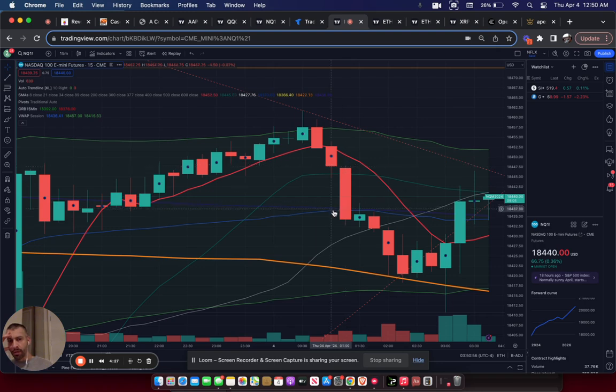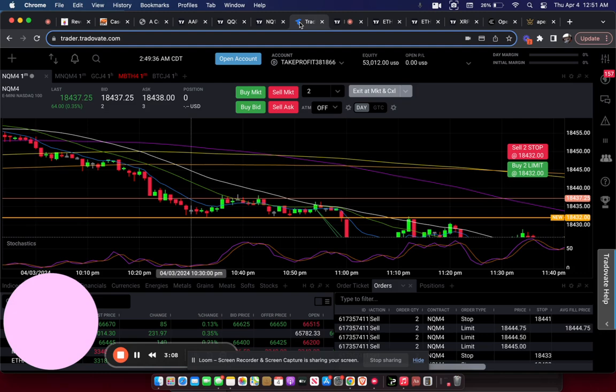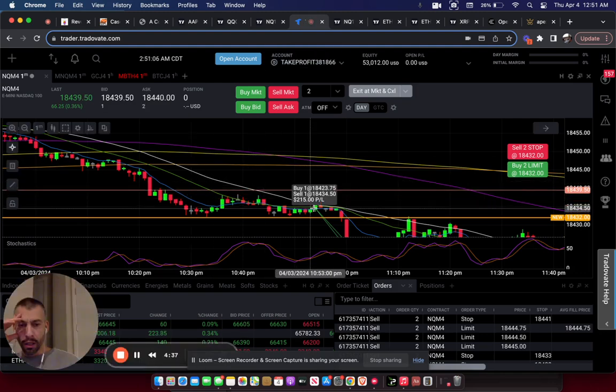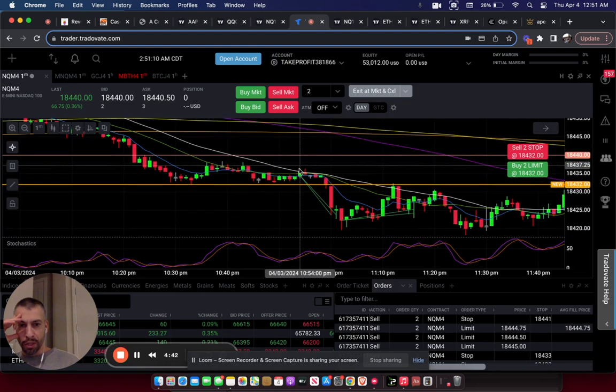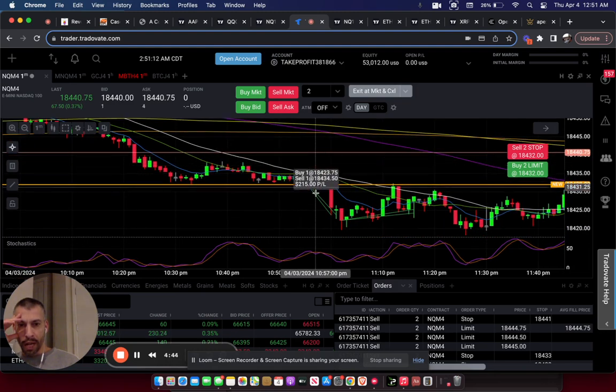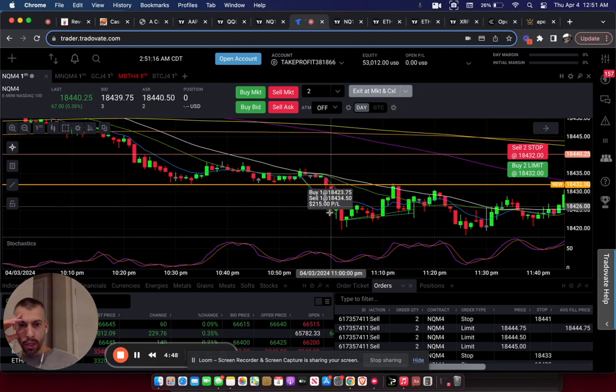I'm like, oh, let me look. It just so happened to be right here. It got under VWAP, and it tried to get back over, and it couldn't. So VWAP rejected. I played that with one contract for $215. That's how I start my day. Actually, no, two. I had two of them. So I was up $430 instantly.